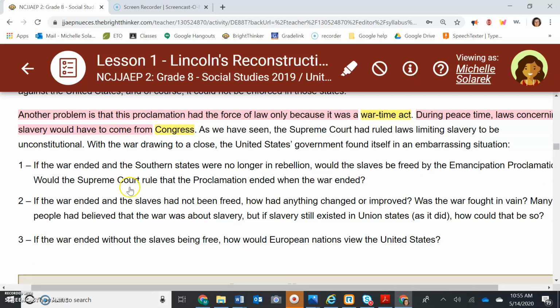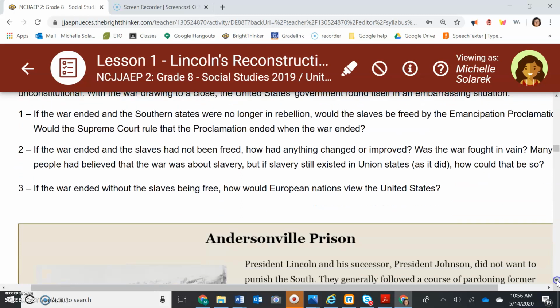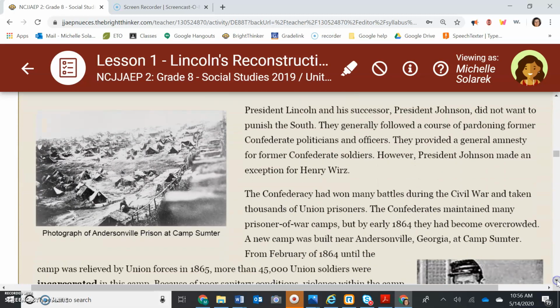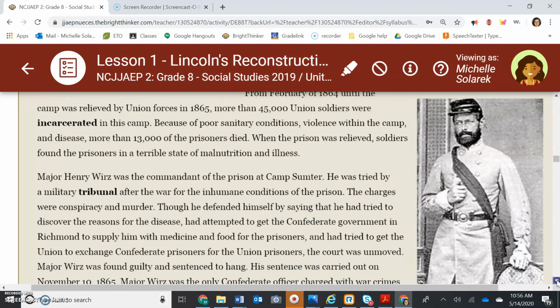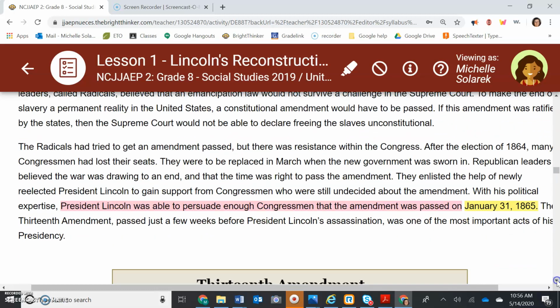So this part here is just talking about how the United States is going to be embarrassed, because what's Europe going to think? They freed the slaves during the war, and now they might not be free, because during peacetime it's up to Congress, and Congress might not make them be free. And the radicals are mad because the Southern people were just allowed back into Congress. And of course they're going to want the slaves because they need them to pick their cotton. That's why the radicals weren't too happy, because they just wanted the slaves to stay free. Okay, so now let's skip that little story and go down here.